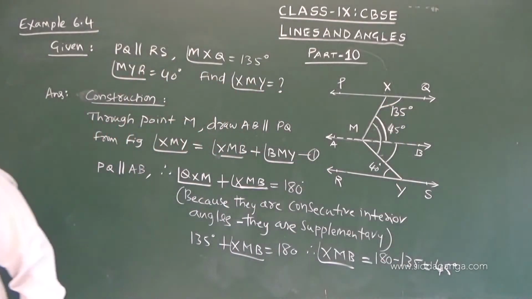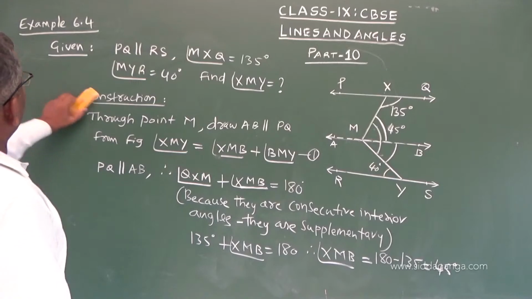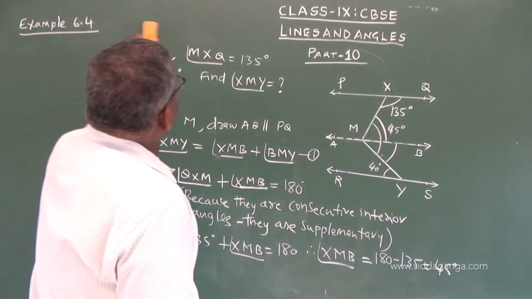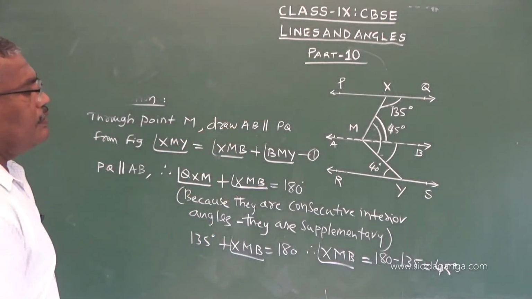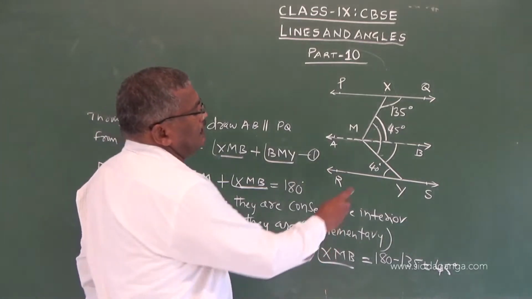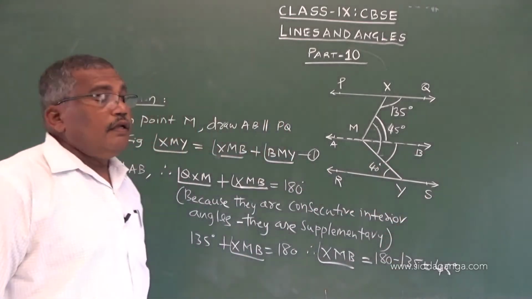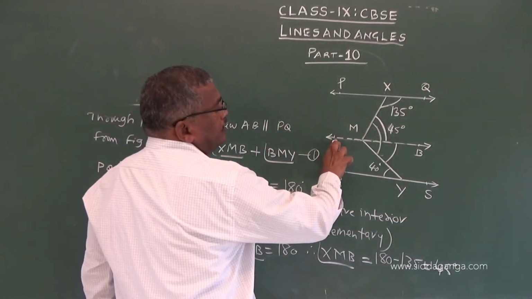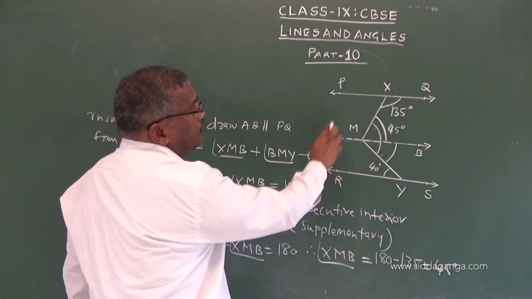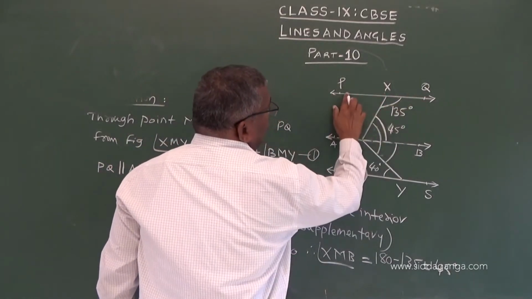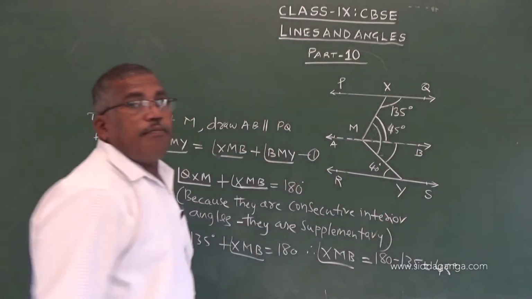So now I will take up the other one. I will erase the upper portion. So now, see, consider AB is parallel to RS. Why are these two parallel? Because it is given PQ is parallel to RS. We have drawn one line which is parallel to PQ. PQ and AB are parallel. So therefore, AB and RS are parallel.